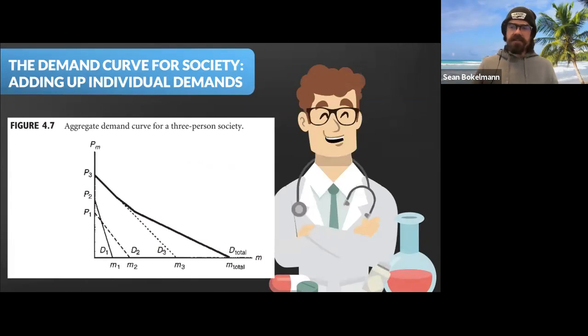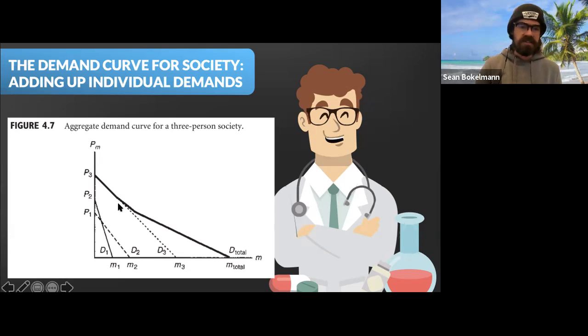One other thing we need to think about while we're on the topic of demand is how we come up with an aggregate demand curve, or a demand curve for all of society, right? And this should be hopefully a review for you as well. But we basically just add up individual demand curves, and so that's what we see here. We have an aggregate demand curve for a 3-person society. So D1, D2, and D3 are demand curves for different people. And we're basically just adding these up along the horizontal axis, right? So we're adding up the quantities at each price.